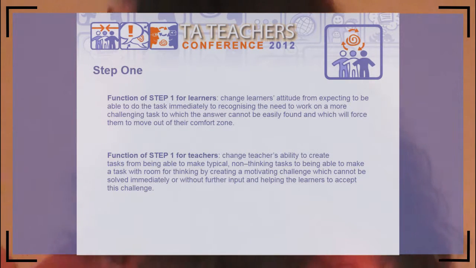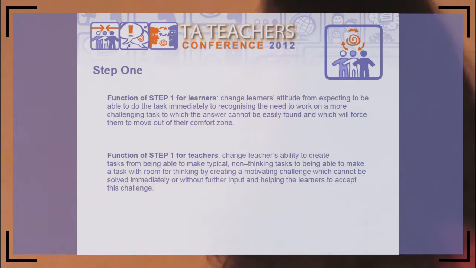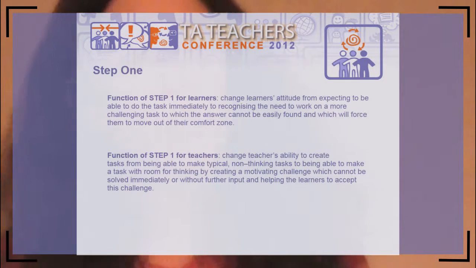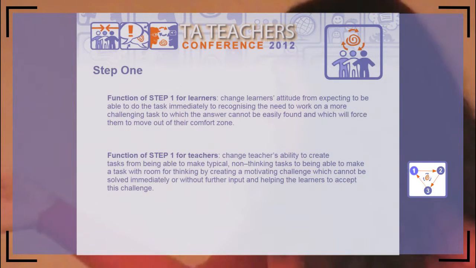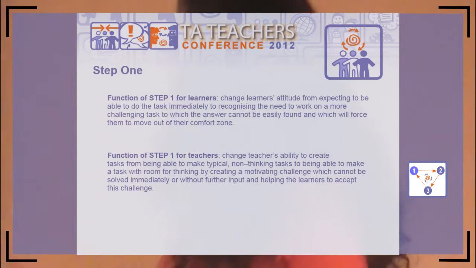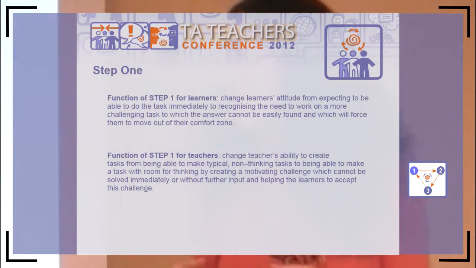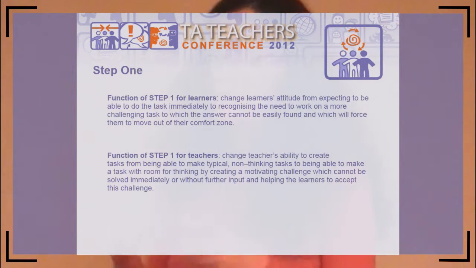For step one, I want to change the learner's attitude from expecting to be able to do the task to recognising the need to work on a more challenging task. So I'm changing the things that I give them to make them more challenging. And then the function for me is to make typical non-thinking tasks into tasks that allow more room for thinking and that I can also measure.